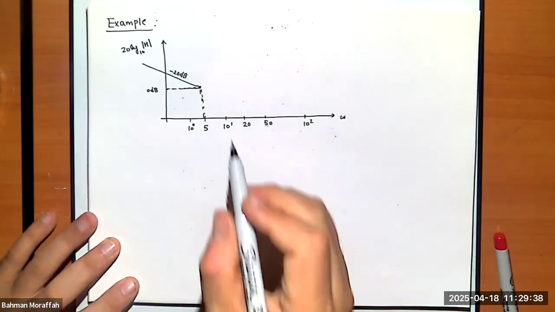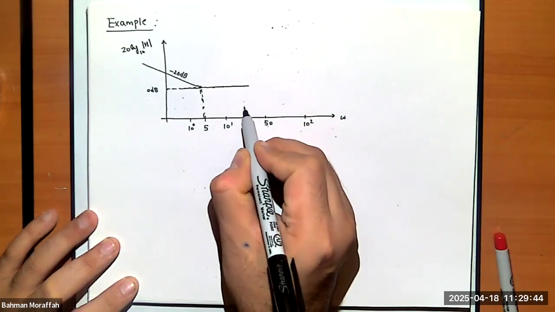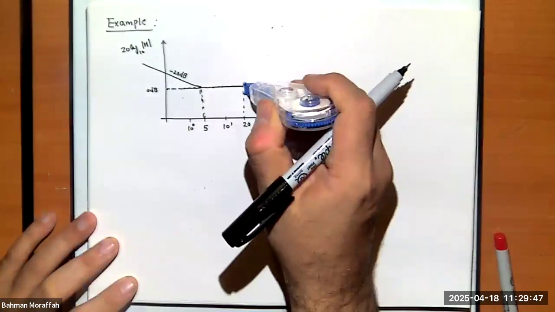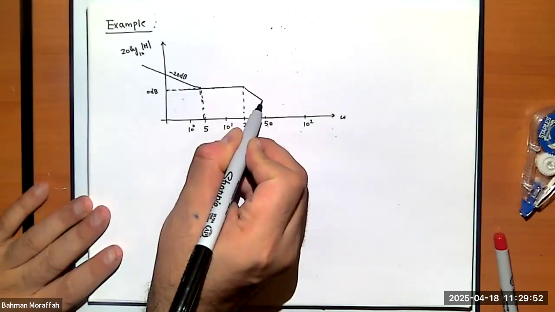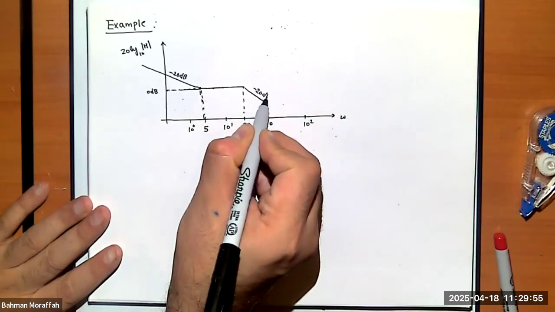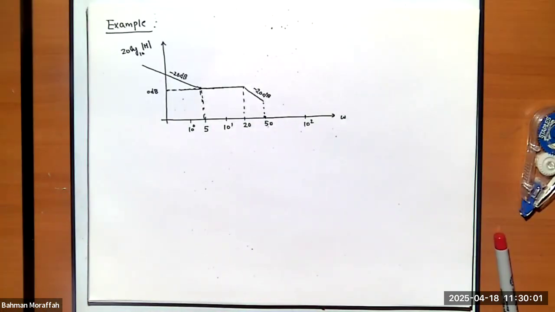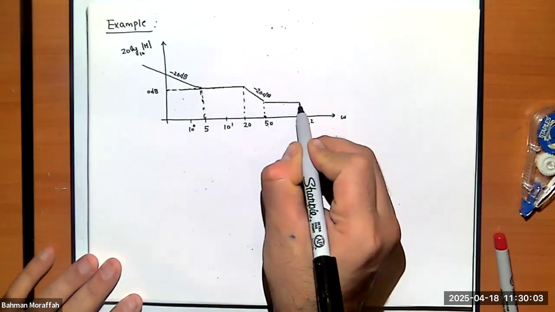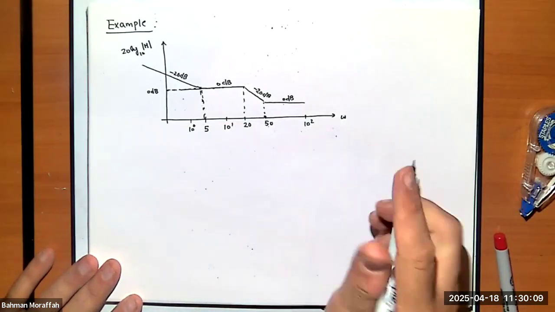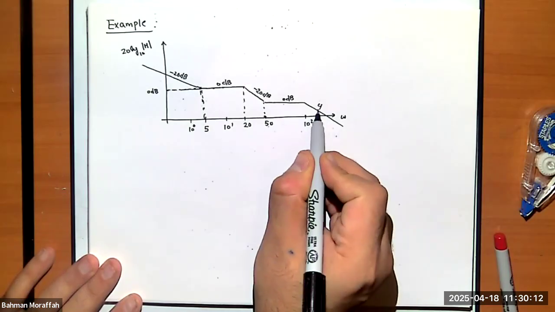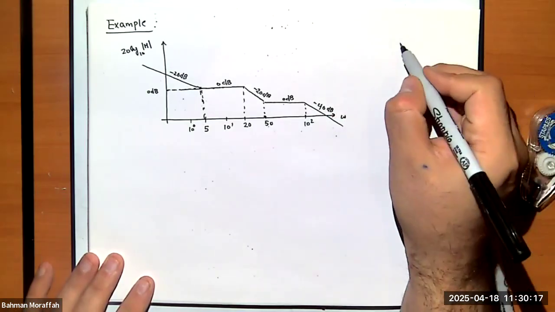Then it becomes flat till I hit this 20. At 20, I'll go down by 20 till I hit this 50. 50 again becomes flat till I hit 100. Go down by 40 dB. The question is, where does H of omega come from?